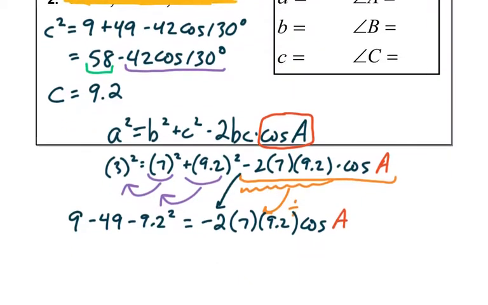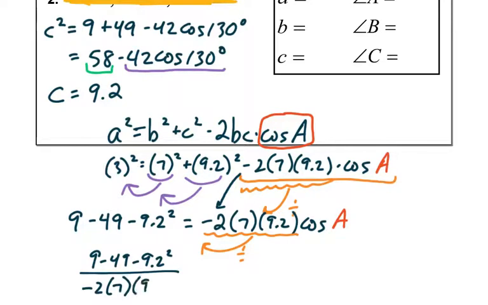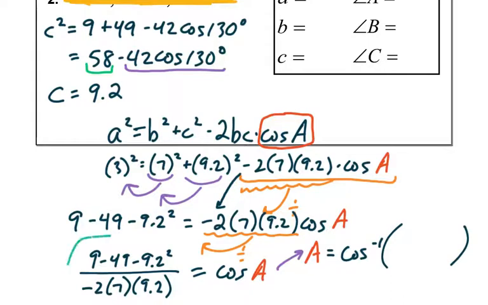All this stuff here, guys, is multiplying the cos A, so I'm going to just divide it over in one big step. So I should get 9 minus 49 minus 9.2 squared, all divided by negative, don't forget the negative, this stuff. And now equal to cosine of A. And then to get the A by itself, we go and take the cos inverse. So therefore, angle A should be equal to the cos inverse of all that mess that was over here in the green. So I can just literally take the green and cut and paste and put it right here.